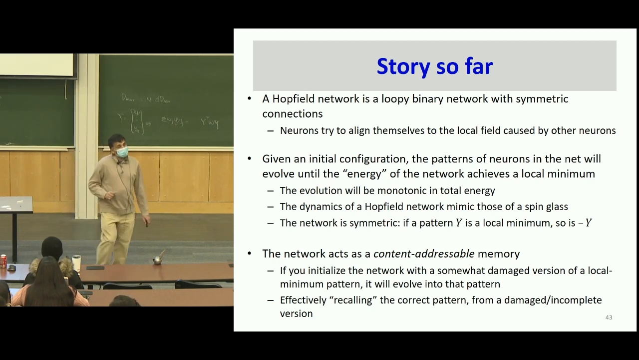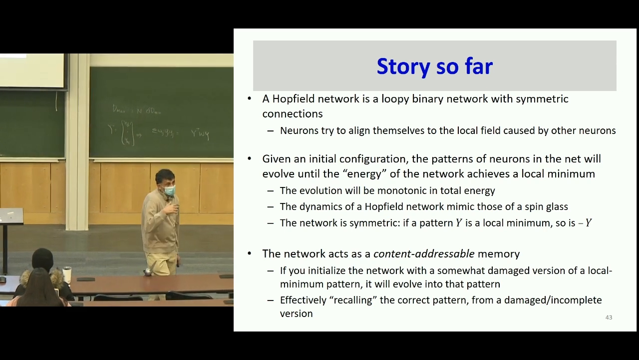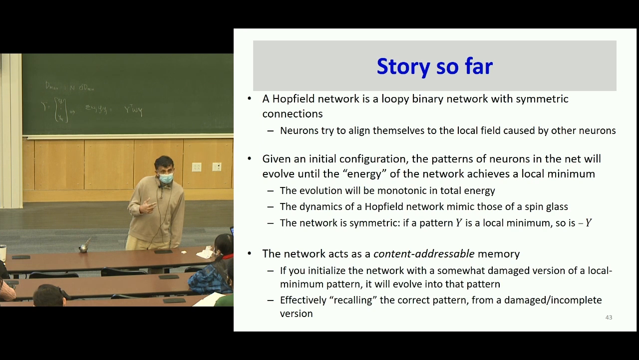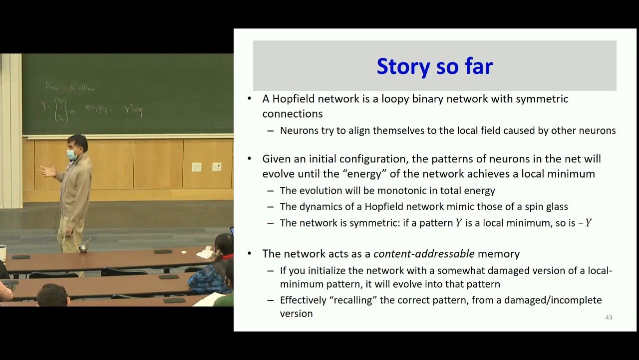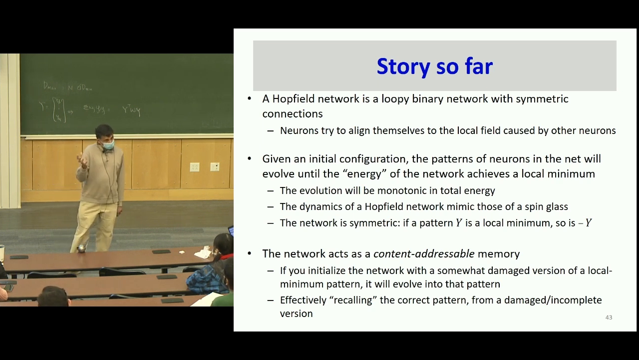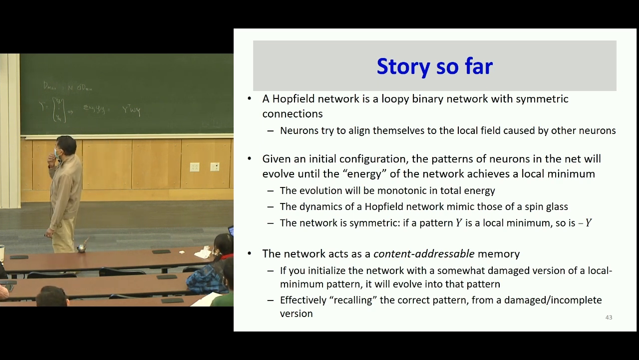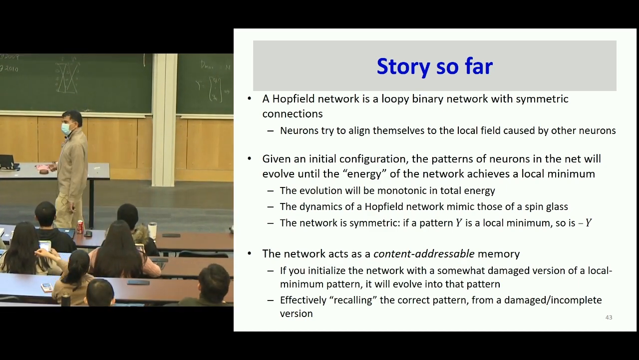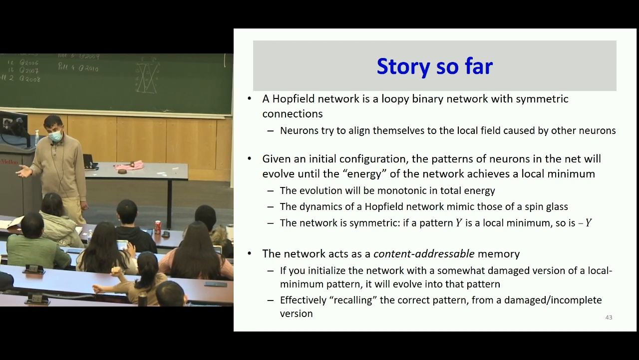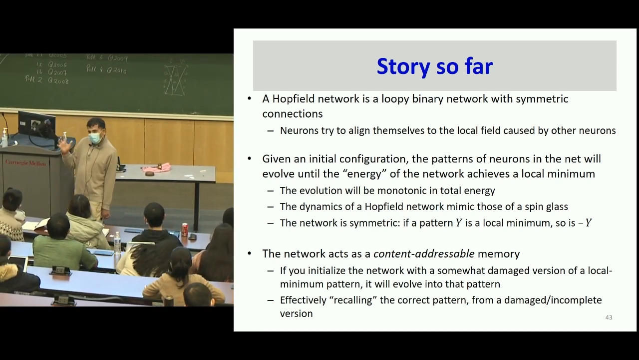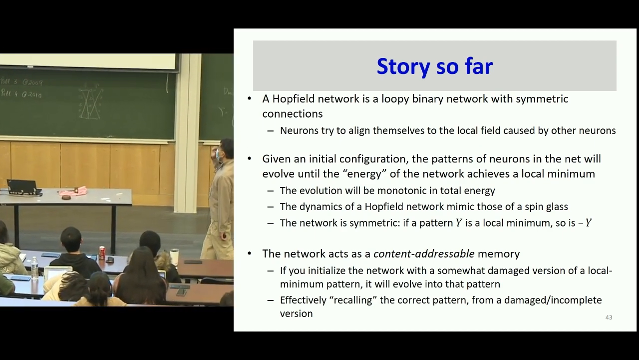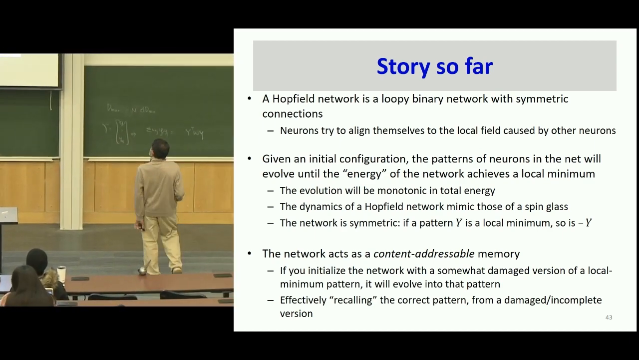The evolution is going to be monotonic in the energy, because we saw that every flip is going to decrease the energy, right? And so the dynamics mimic those of a spin glass, which we just saw. Specifically, we're looking at symmetric networks where wij equals wji. You don't really need to have symmetric networks. It's just that analyzing it becomes a little more tedious, but the behavior is not going to be vastly different. And this network acts as a content addressable memory.